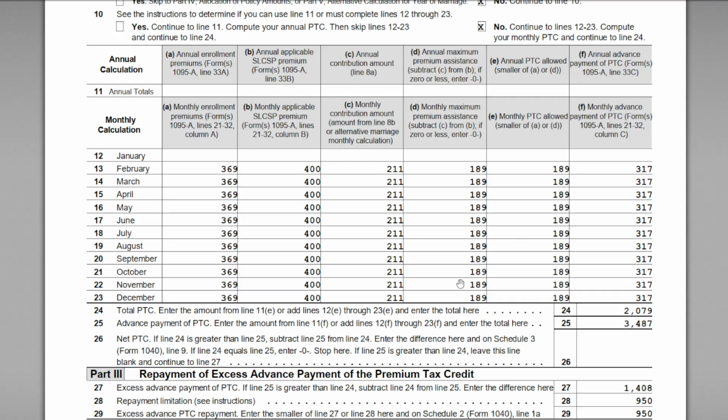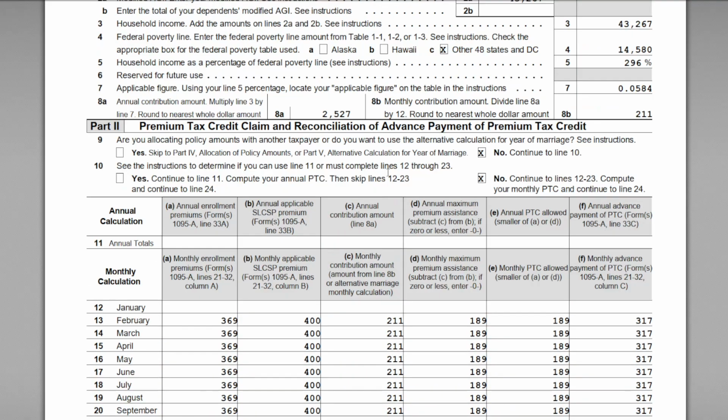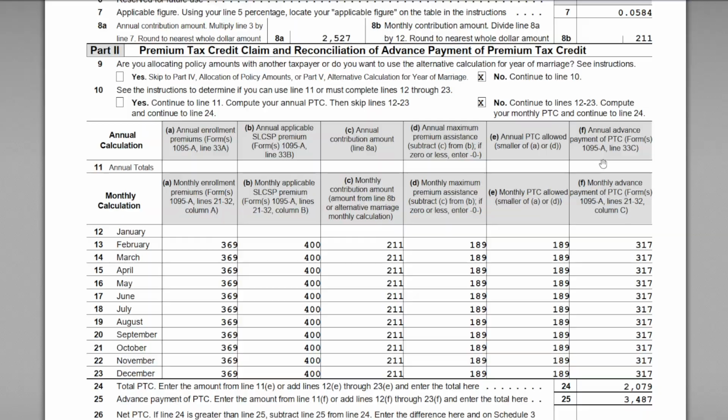Now, once all that's entered, then we can look at columns C, D, and E. So column C, the monthly contribution amount, this is the amount from line 8B above. So we have our 8B figure, $211. That's entered for each line item. So 211 all the way down. That's pretty straightforward. And then the monthly maximum premium assistance, we're subtracting column C from B and entering the difference there. Now, if it's 0 or less, enter 0. But if it's a positive figure, enter that positive figure there. So we take 400 minus 211, and we're left with $189, and that applies for all of these rows.